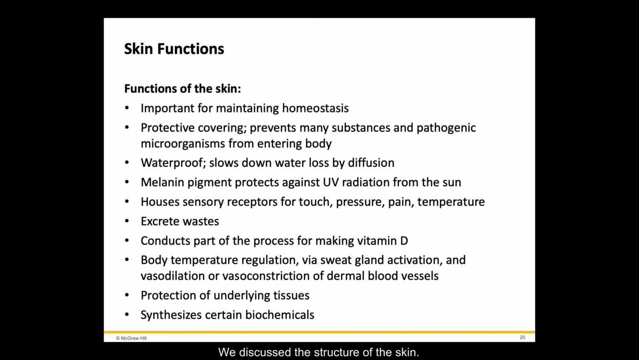We discussed the structure of the skin. Now let's move on and discuss the function of the skin. Skin has important functions for our body, but I could say that it's a critical part of maintaining homeostasis. For example, skin acts as a resistance to trauma and infection. It acts as a barrier to absorbing excess water or losing body water. It blocks ultraviolet radiation. It also acts as a barrier to chemicals and drugs and poisons.